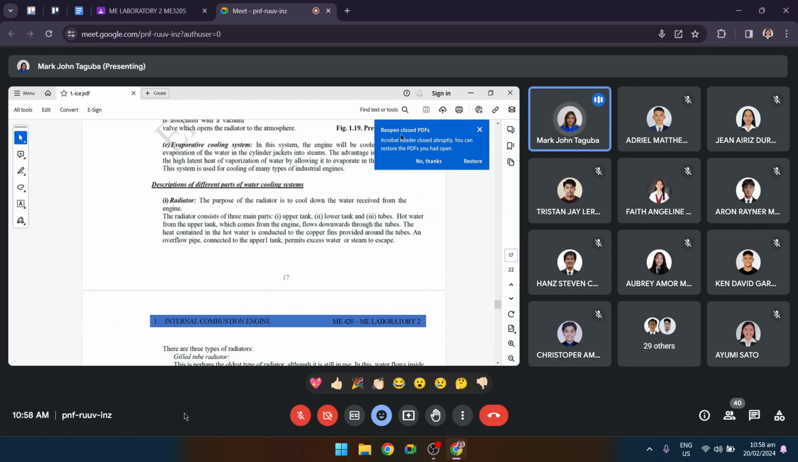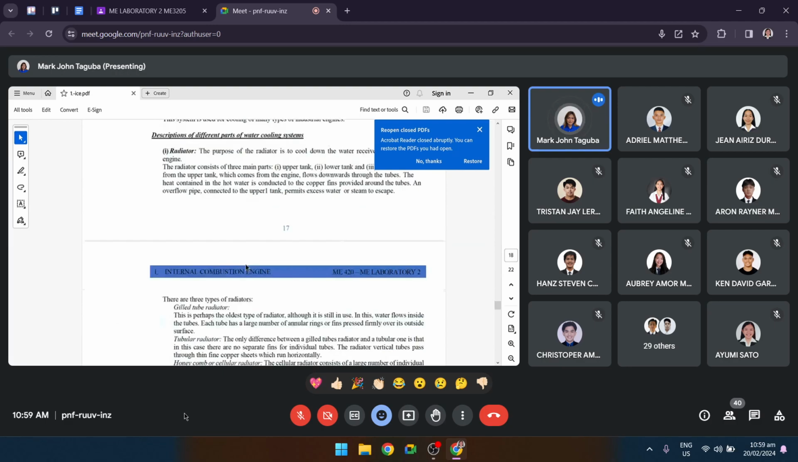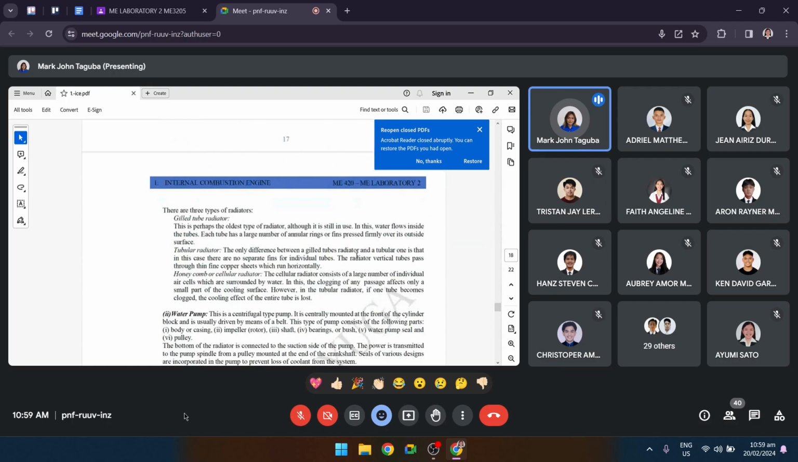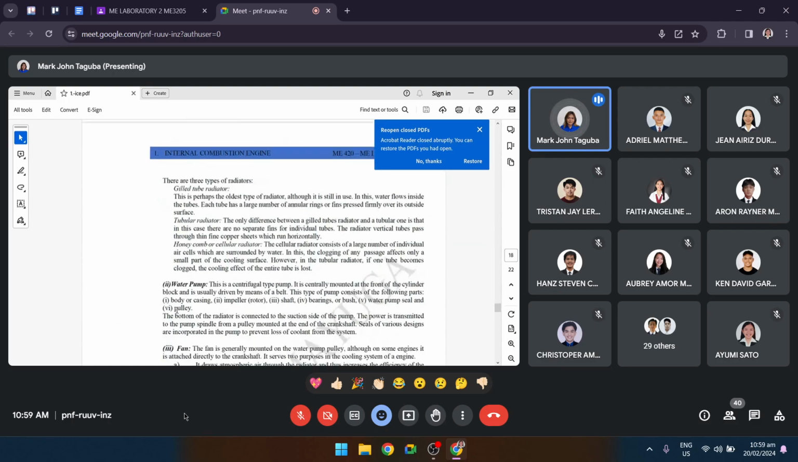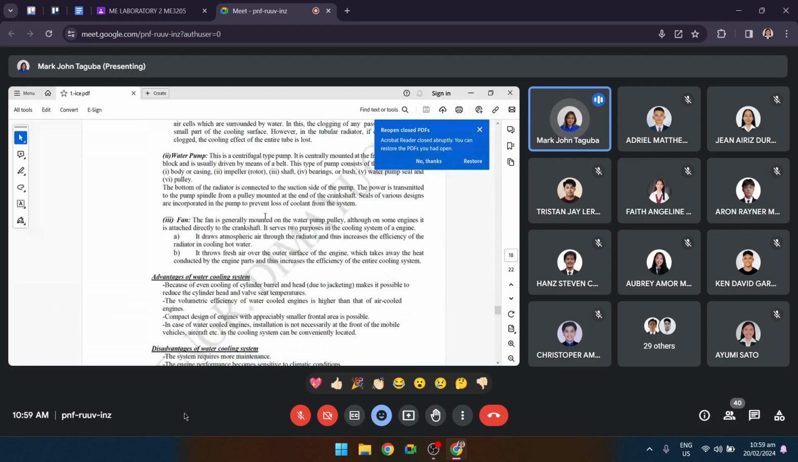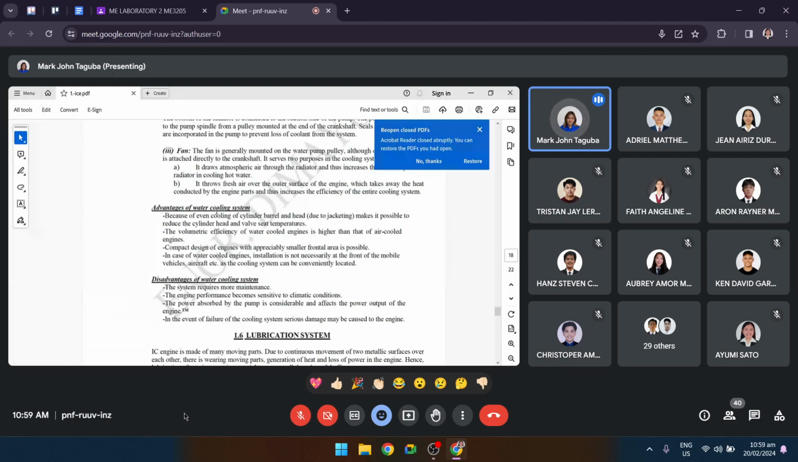Kaya kung mapapansin ninyo doon sa mga pampasaherong jeep, di ba usually lagi may bit-bit na coke na may laman na tubig, yung lalagyan ng ano, di ba? Yung mga driver, para hindi tumirik yung kanilang sasakyan. So yun yung mga example natin dyan. And then we also have different types of radiator, which is yung gill tube radiator, tubular radiator, and the honeycomb or cellular radiator. And then water pump. So na-explain naman dun sa video kung ano yung mga use niyan. So meron ding fan. And then we have the advantages and disadvantages of the water cooling system.